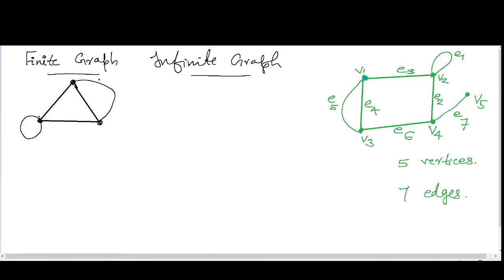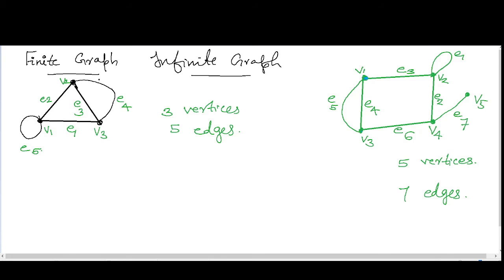We can name the vertices. Suppose this is V1, this is V2, this is V3. Now we can name the edges also: E1, E2, E3, E4, E5. Here we can see that there are 3 vertices and 5 edges. So this is a finite graph.